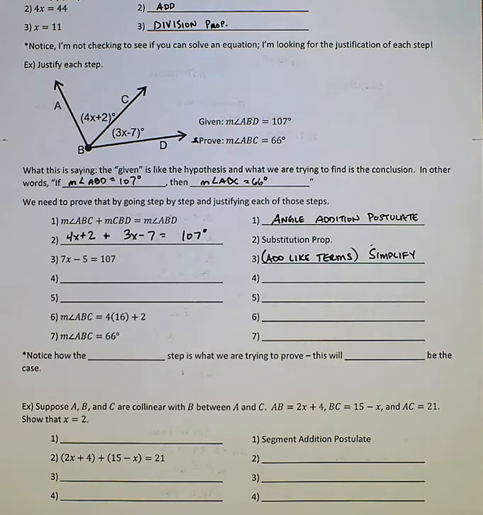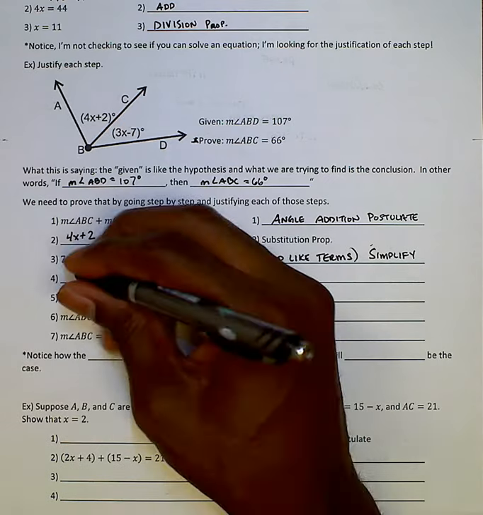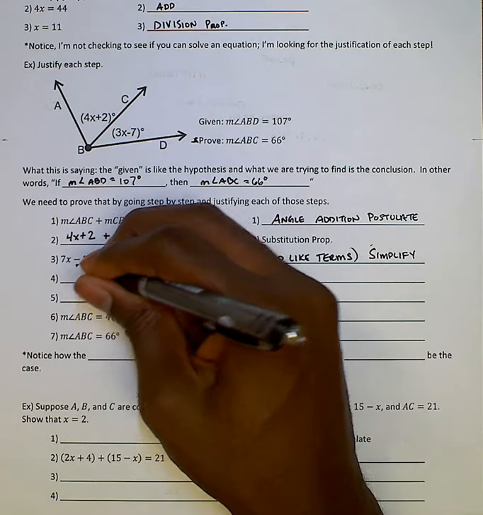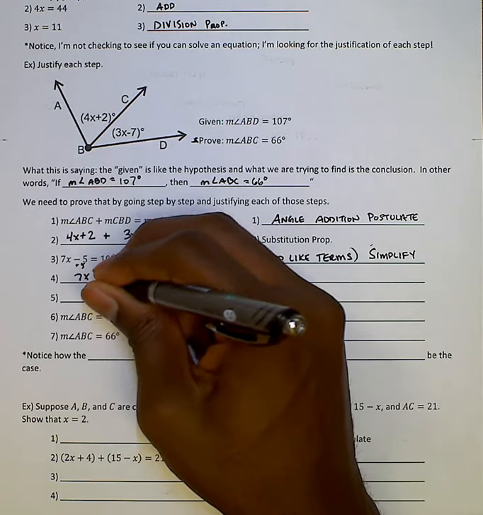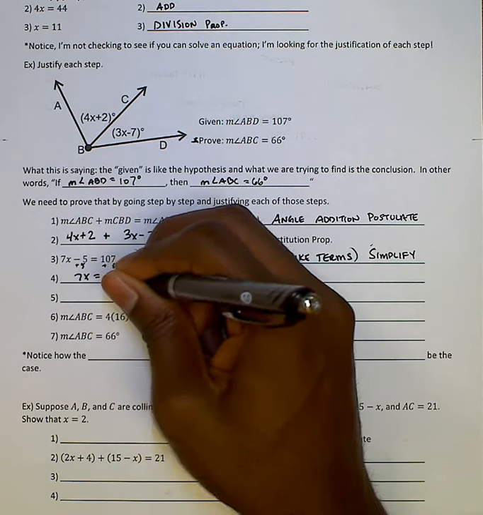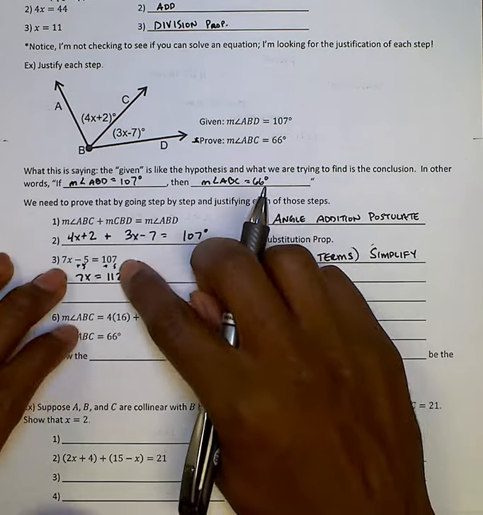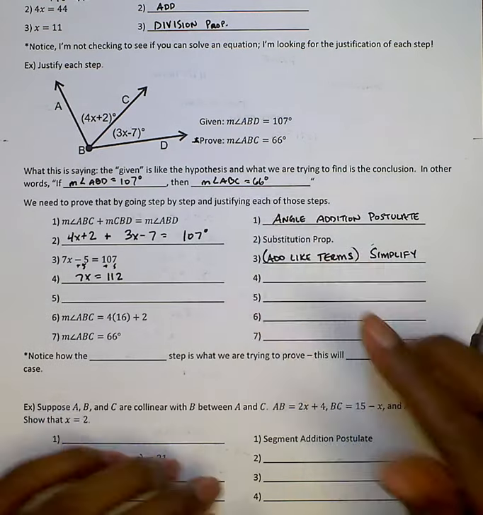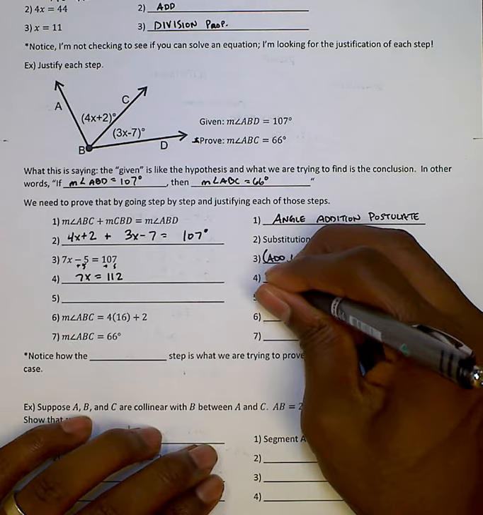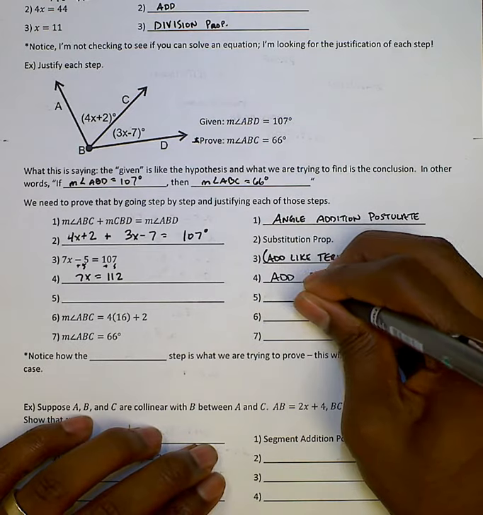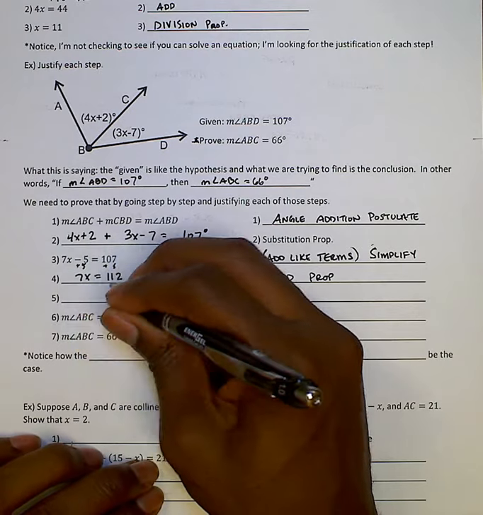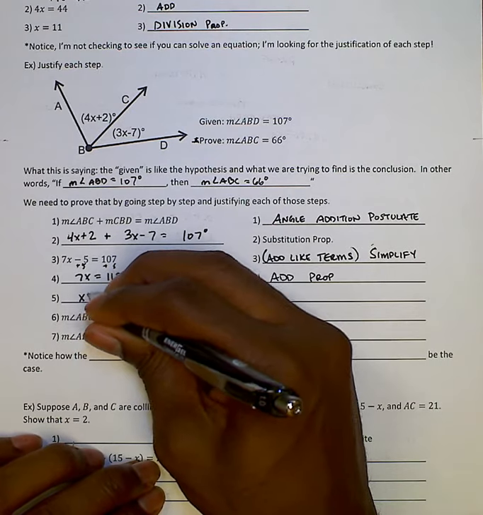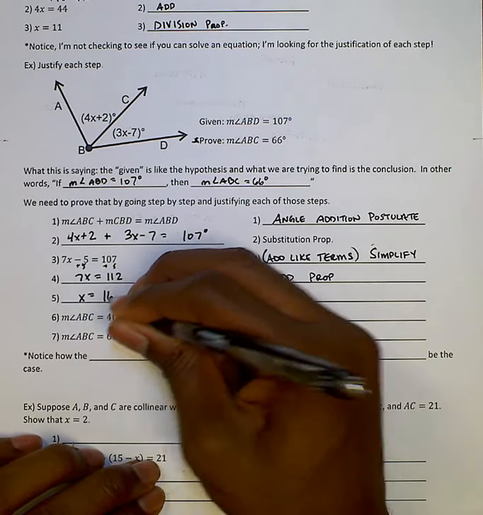All right. From there, the next step should probably be solving for x. So we'll add 5 to both sides. 7x equals 112. Okay, notice I'm doing this here, and then I'm justifying it here. That's our addition property. What's the next thing I should do? The next thing I should do is divide by 7. X would equal 16. And that's our division property.